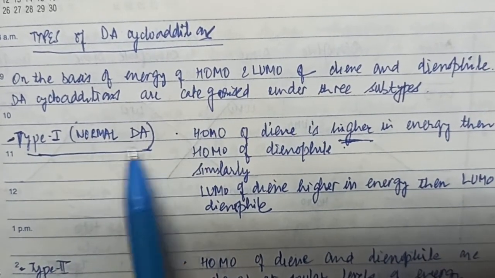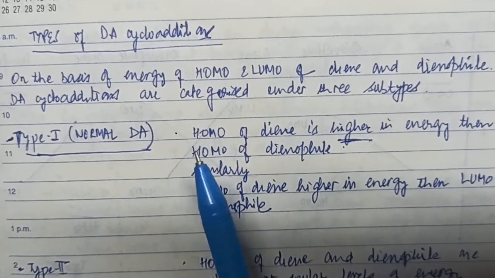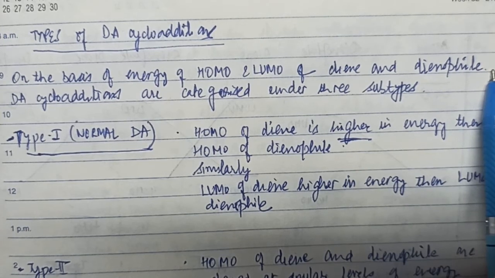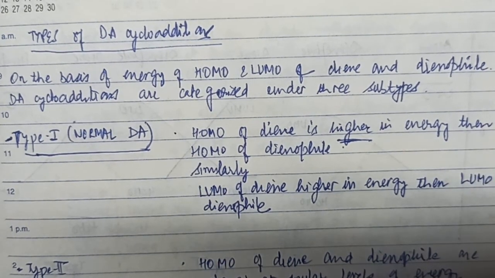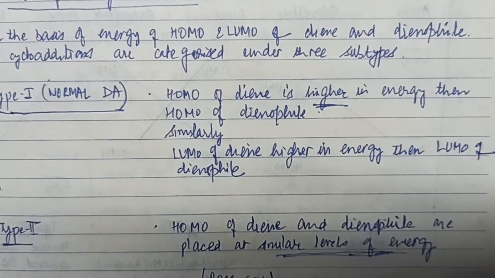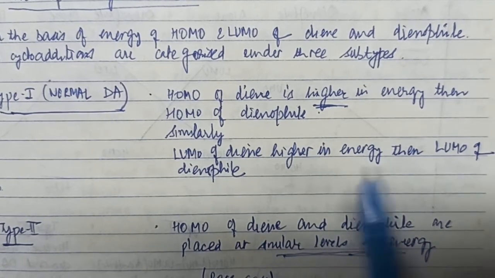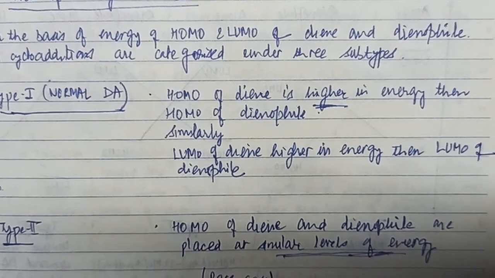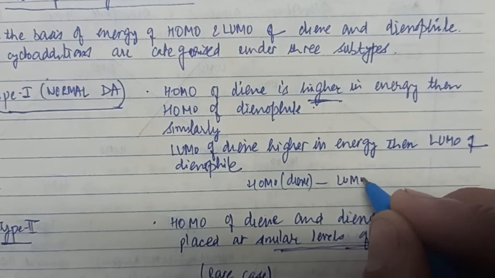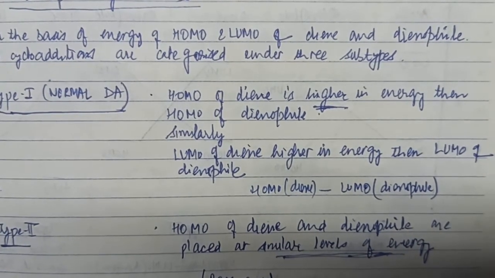Type 1, which is called the normal Diels-Alder cycloaddition reaction, which we've already discussed, is the one in which the HOMO of the diene is higher in energy than the HOMO of the dienophile, and as a result, the HOMO of the diene and LUMO of the dienophile is a significant interaction. The HOMO of the dienophile and LUMO of the diene is a less significant interaction. Similarly, the LUMO of the diene will be higher in energy than the LUMO of the dienophile. This is type 1. And in type 1, the major interaction is the HOMO of the diene with the LUMO of the dienophile. This is the major interaction onto which the substitution pattern should matter.